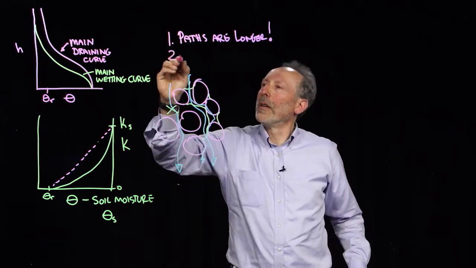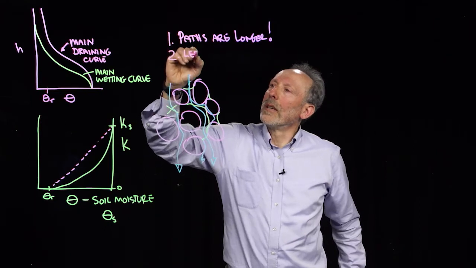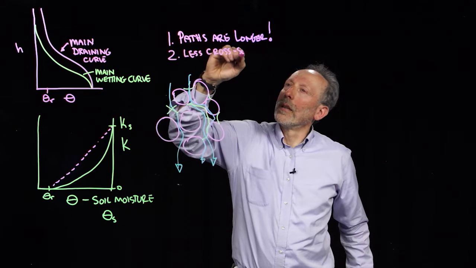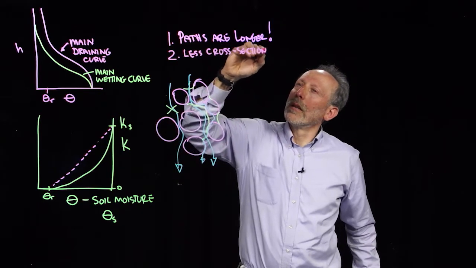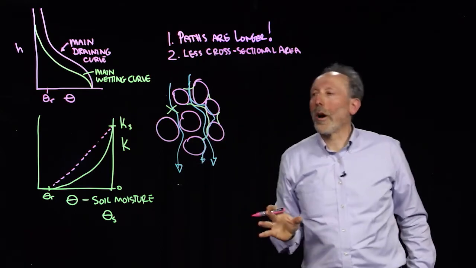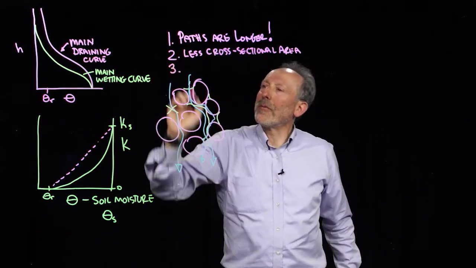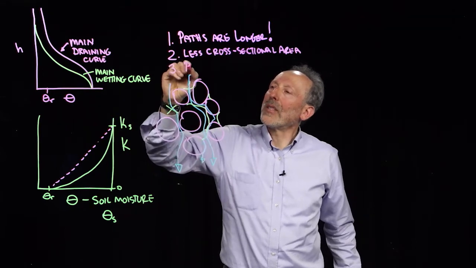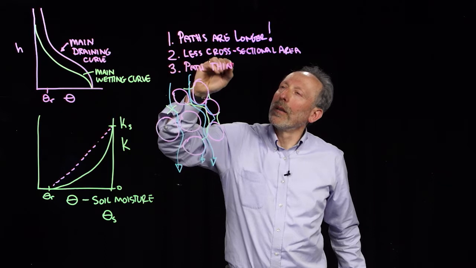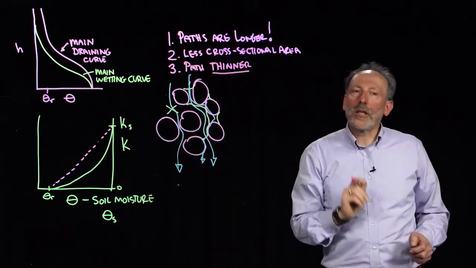Number two, there's less cross-sectional area through which water can flow. And number three, and this is really important, the paths are thinner. So that the water is going through thinner paths.